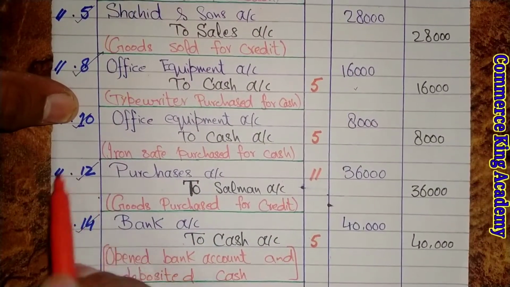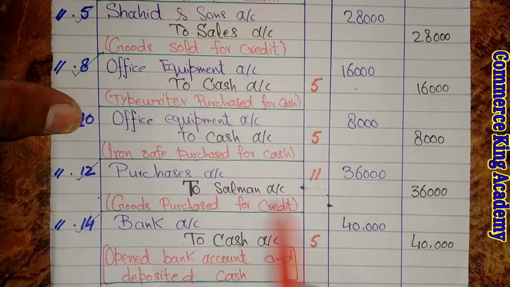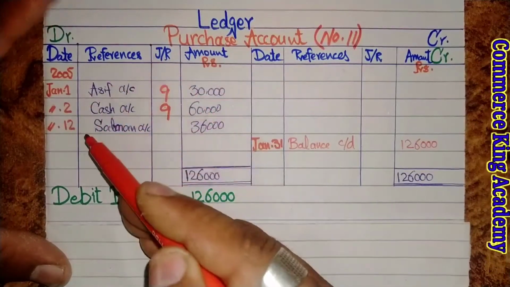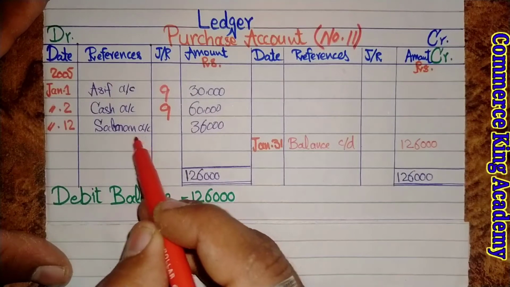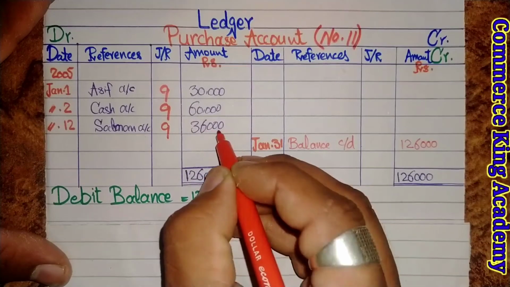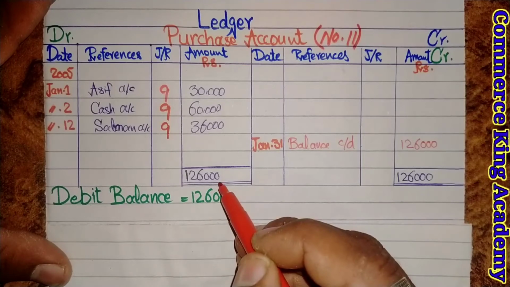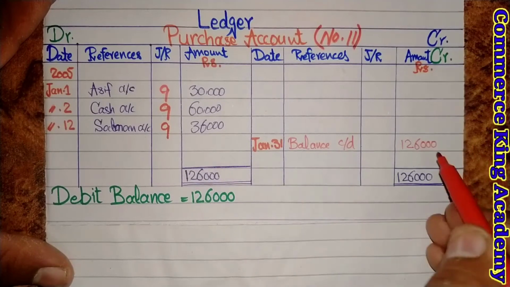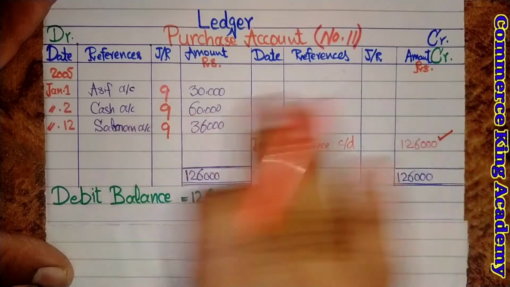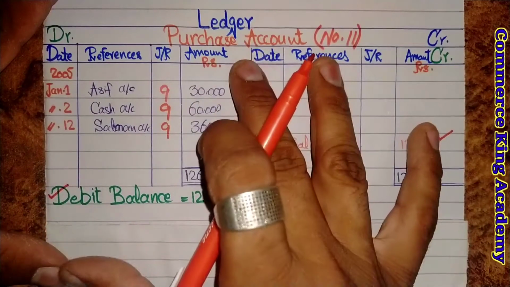Okay, we will find Jan 12th. Okay, purchases account debit against Salman account amounted 36,000 rupees. So purchases account debit side against Salman account, Jan 12th Salman account, page or journal reference number is 9, amount 36,000 rupees. So we have totals 126,000 rupees. Okay, and the total balance or difference is on credit side; this is the difference of both sides, debit and credit. Ultimately we have debit side heavier than credit side, so we have debit balance of purchases account ledger.